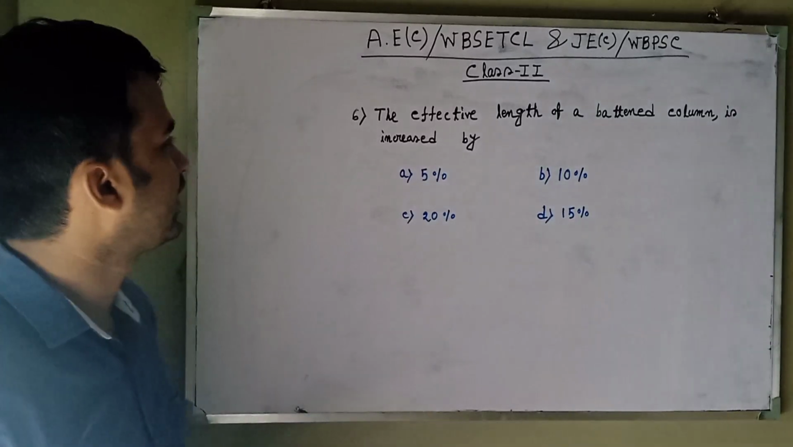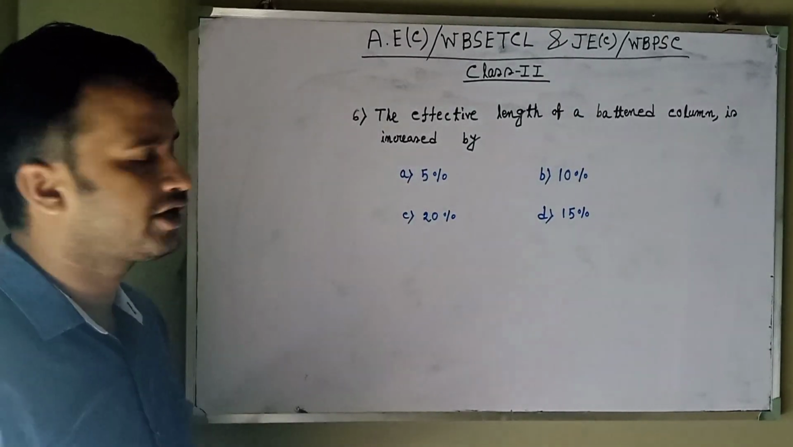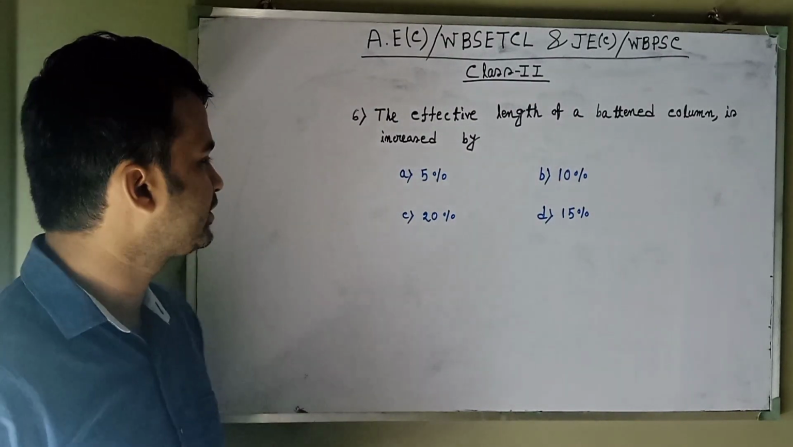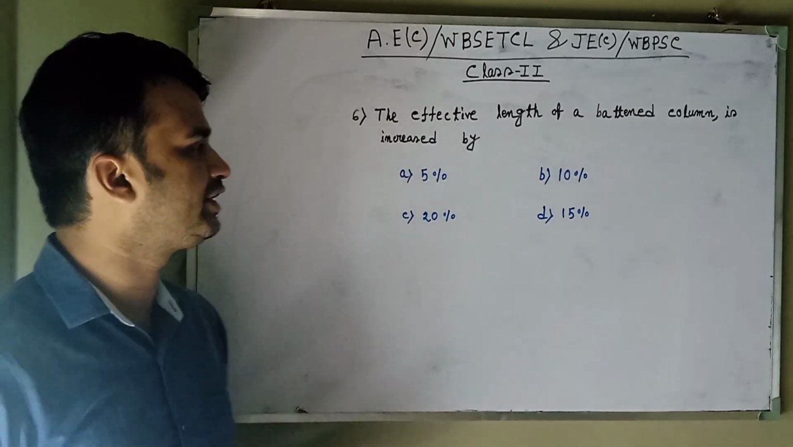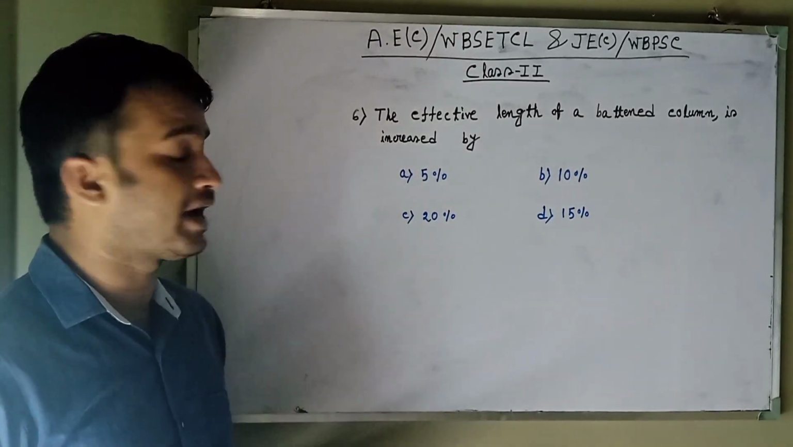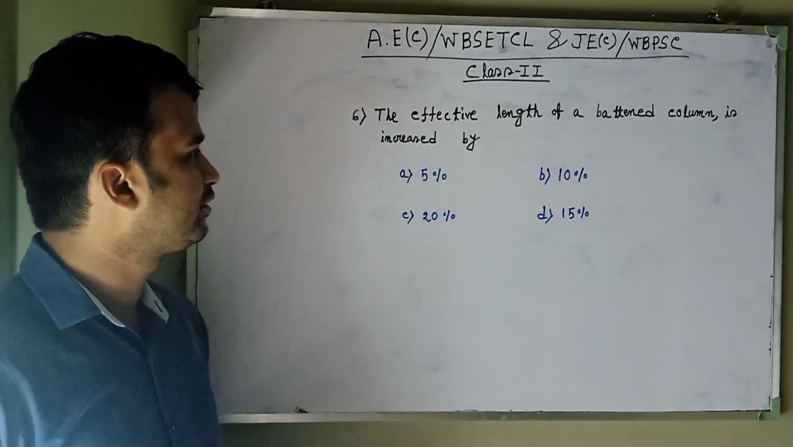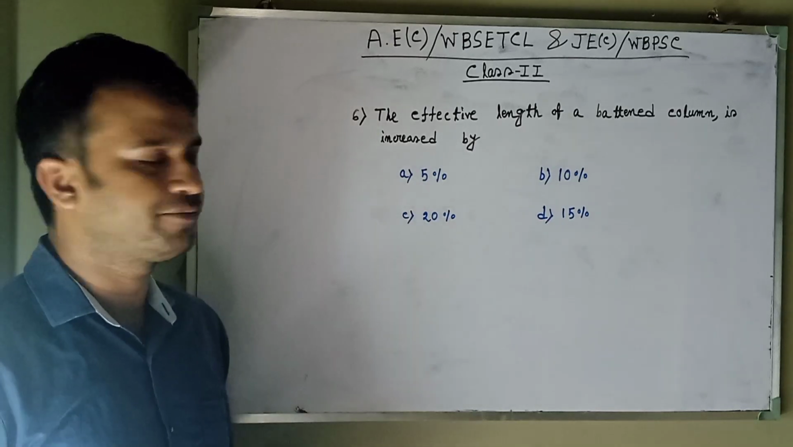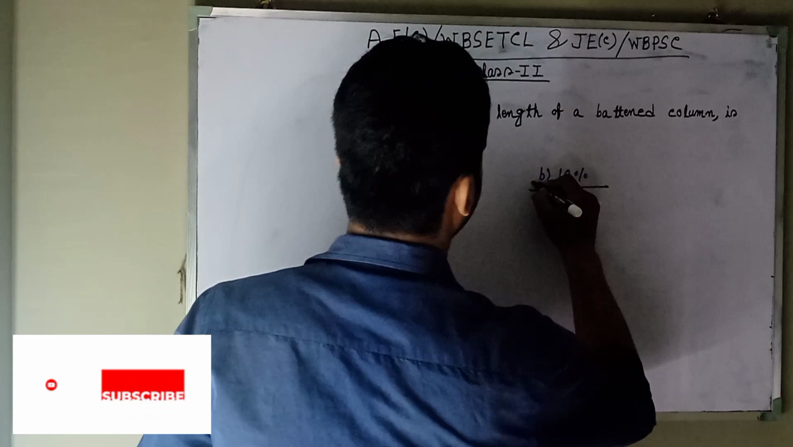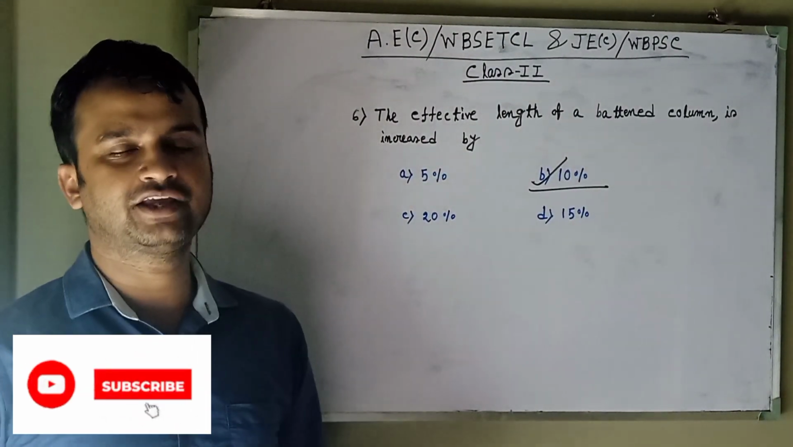Number 6. The effective length of a battened column is increased by option A: 5%, option B: 10%, option C: 20%, and option D: 15%. In case of a battened column, the effective length is always increased by 10%. So 10% is option B. The effective length of a battened column is increased by 10%.